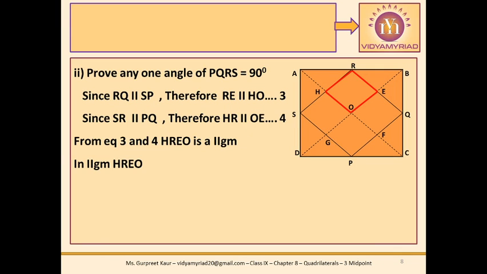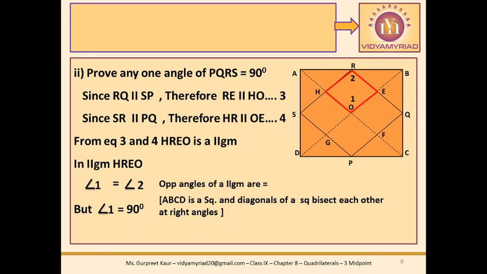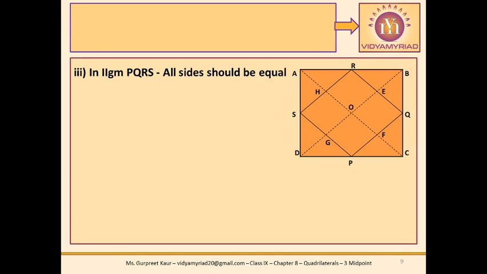Now considering the parallelogram HREO, I can also say that angle 1 is equal to angle 2 because opposite angles of a parallelogram are equal. I know that ABCD is a square and AC and BD are the diagonals of the square, and this property of a square says that diagonals bisect each other at right angles. So that means angle 1 will be equal to 90 degrees. When angle 1 is 90 degrees, angle 2 will also be equal to 90. So we have proved one more criterion, that one angle is 90 degrees.